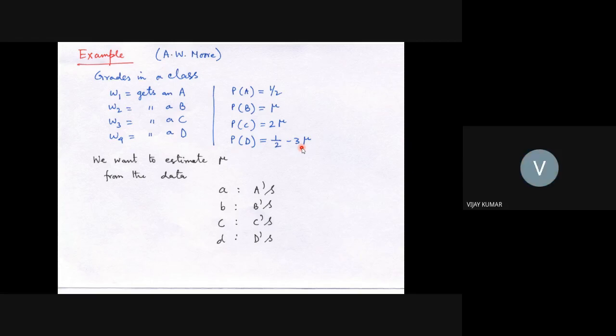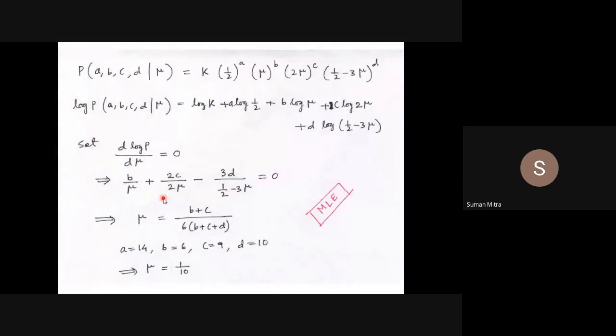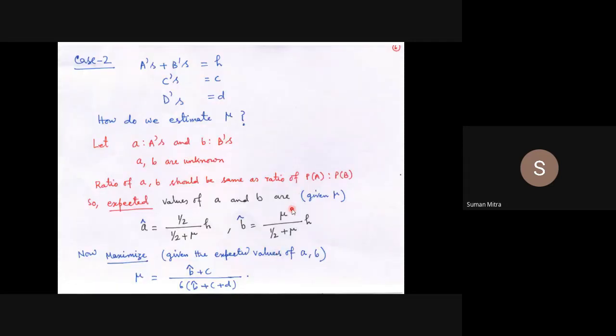So let us assume my initial guess is 0.15. This is satisfied. 0.3 is satisfied. This is also satisfied, 0.5 minus 0.45. So now you can start with that as my initial guess for this particular problem, where the data is A plus B is 20, C is 9, D is 10. So you start with mu equal to 0.15. If you take mu equal to 0.15, then what will be B hat?